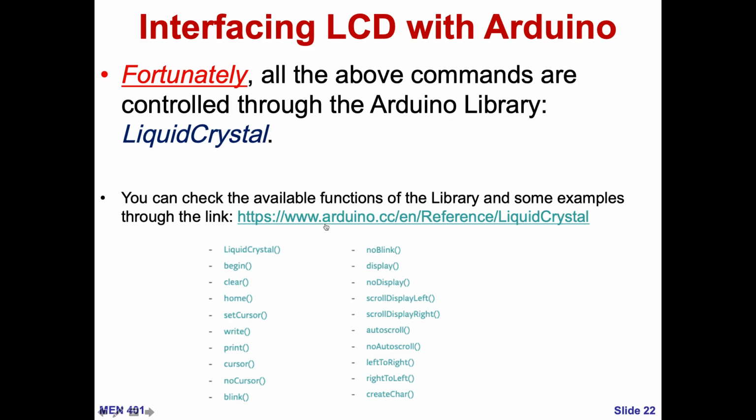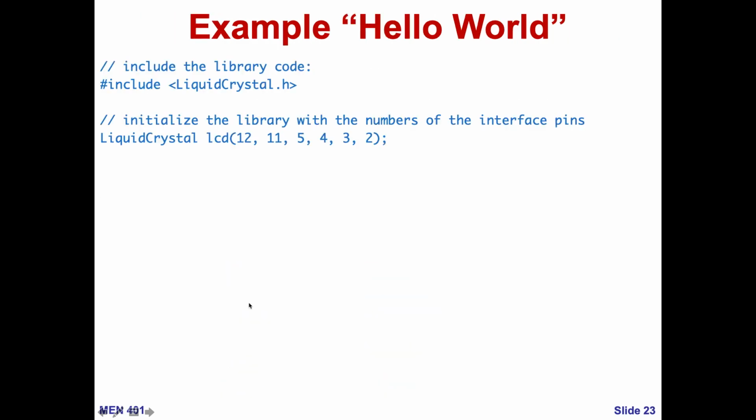You can check this link to see what functions are inside this library. Here I put an example of these functions, for instance home, which takes the cursor home, etc. I will give you an example about hello world. So look at how I can print hello world on the LCD. First I will include, with a preprocessor directive, LiquidCrystal.h. I will include this LCD library.